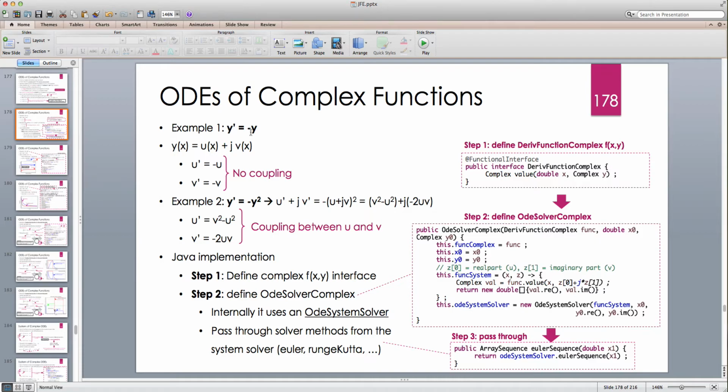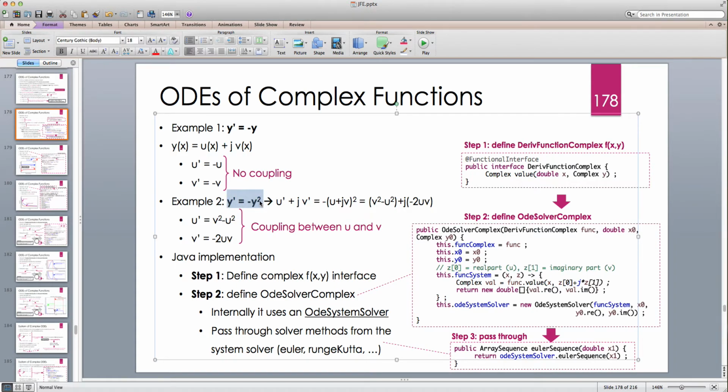Y prime equals minus y. We write y of x in terms of its real value, u of x plus j v of x, right? And then we put it on both sides. The left hand side is u prime plus jv prime. The right hand side is minus u minus jv. So u prime is minus u, v prime is minus v. And what we see here is that there is no coupling actually between the real part and the imaginary part of y, right? Now let's look at another example.